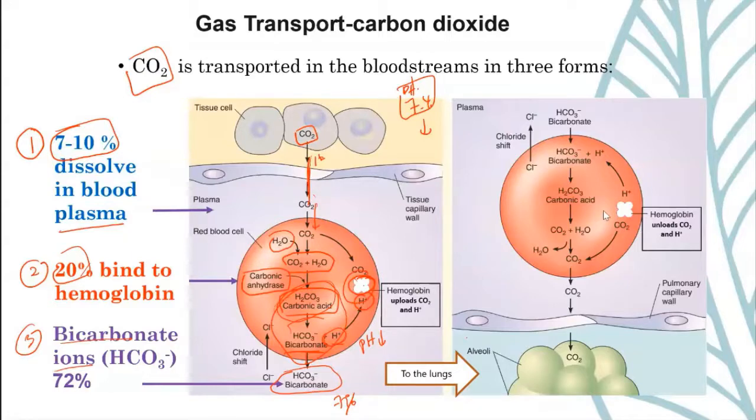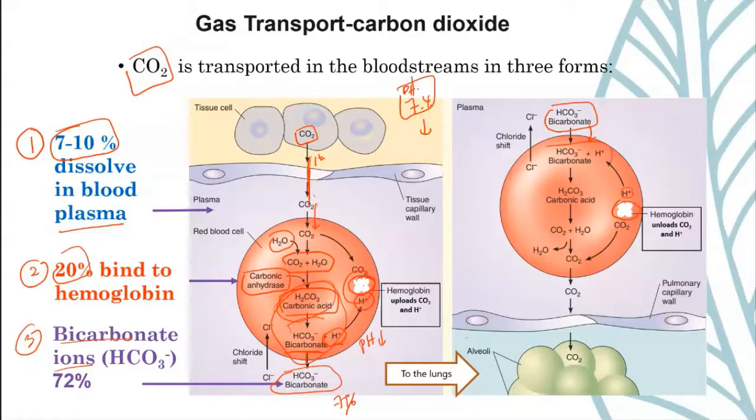But as the blood travels back to the lung, once the blood reaches the lung, the capillaries surrounding the alveolus, so vice versa reaction akan berlaku. So bicarbonate ion in the blood plasma will enter back into the red blood cells. Hemoglobin, before it binds to the hydrogen ion, will release the hydrogen ion.